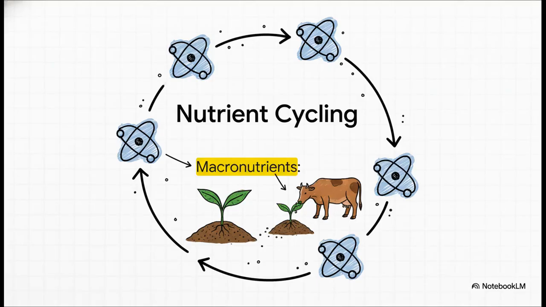Now, in total contrast to energy, nutrients get recycled over and over. The process they use to move between the living, or biotic parts, and the non-living, or abiotic parts of the ecosystem is called a biogeochemical cycle. We group these nutrients based on how much organisms need. So macronutrients, like carbon and nitrogen, are needed in huge quantities. Micronutrients are just as vital, but they're only needed in tiny amounts.